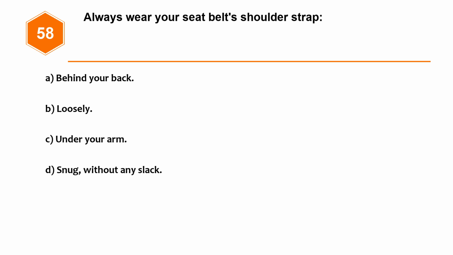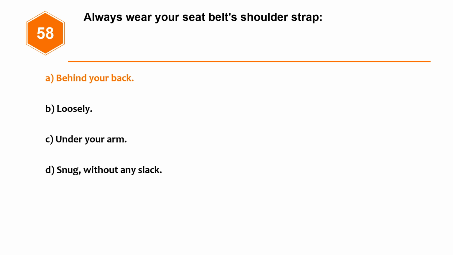Question 58. Always wear your seat belt's shoulder strap: Option A, behind your back. Option B, loosely. Option C, under your arm. Option D, snug without any slack.